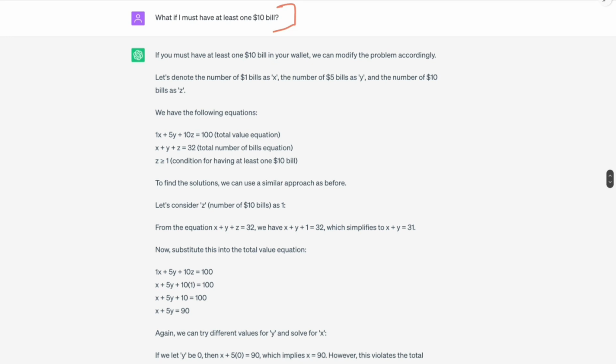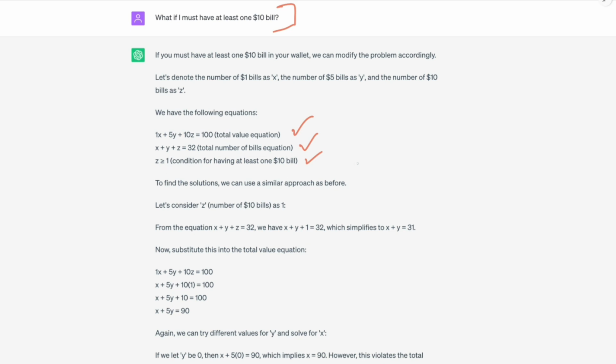Well, it says if you must have at least one $10 bill in your wallet, then we can modify the problem accordingly. Let's denote the number of $1 bills as X, the number of $5 bills as Y, the number of $10 bills as Z. Then we have the following equations. These are the same equations as before: the total value equation, the total number of bills equation, and then we have this extra condition that says Z is greater than or equal to 1.